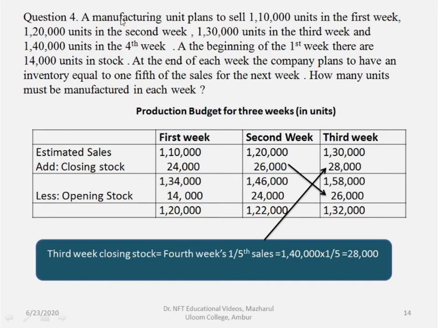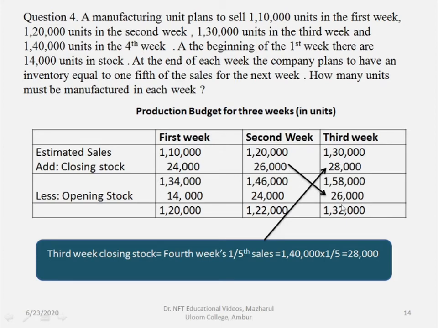Now coming to the third week, the third week's details are given. Third week's closing stock is the fourth week's 1/5 sales. So the fourth week's sales is given as 1,40,000. Record it here. 1,40,000 into 1/5, that is 28,000. 28,000 is the closing stock.